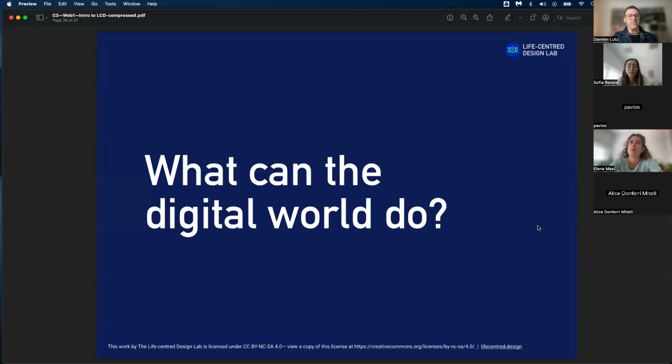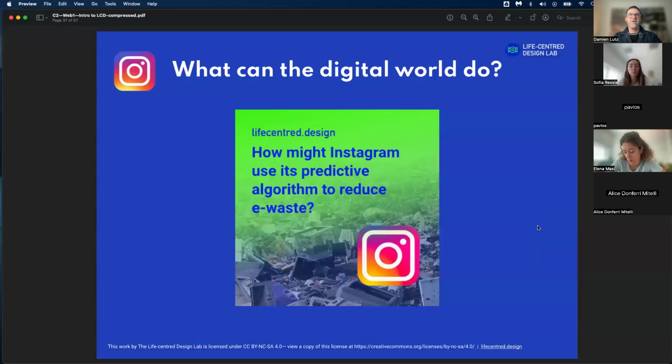Okay, so what can the digital world do? And this can be tricky because it's hard to see the actual physical impacts when you're just surfing on a website. And if you own a website, it's hard to have any impact on the technology and make that more sustainable. So what can we actually do? And again, it's about thinking about what's the power that you have. And I looked at social media. I use Instagram a lot. I love it.